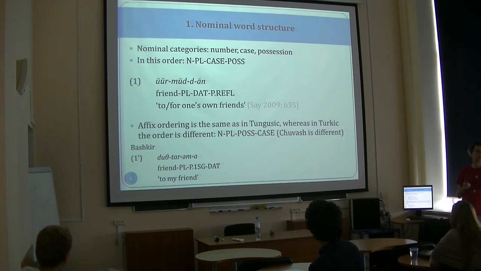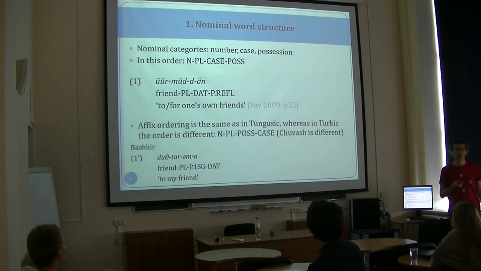And this means to one's friends. So the three categories, as I said, are very typical of all Altaic languages. We find this combination throughout Altaic and basically many, many Uralic languages as well, although there is an interesting topic of how the order varies across the family or phylum.